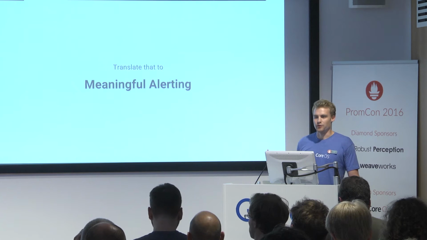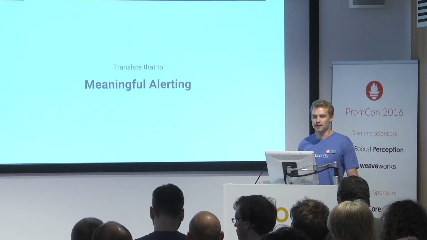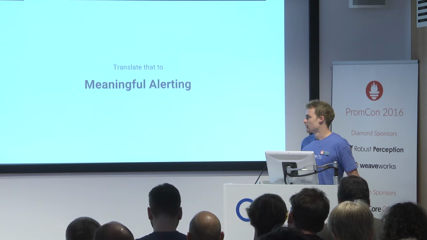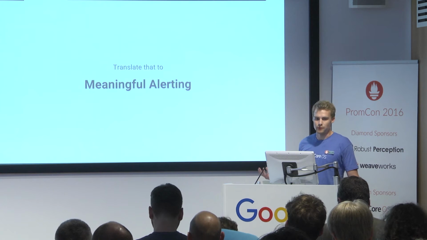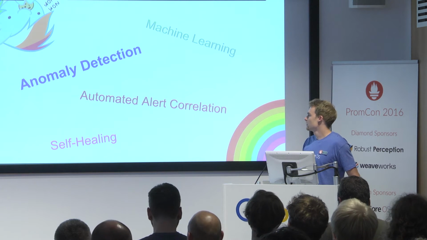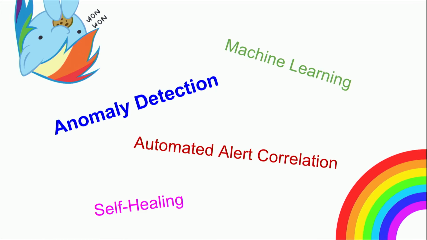So these are the monitoring aspects, right? That's where Prometheus is good at monitoring. And the question is, how can we translate this kind of stuff to alerting? How can we get the same value when alerting in a huge infrastructure that changes a lot? And also, of course, smaller infrastructures. And the answer typically is this kind of stuff, right? We want machine learning, so we can do anomaly detection and automated alert correlation, and then we can make everything self-healing, and then our problems are solved.